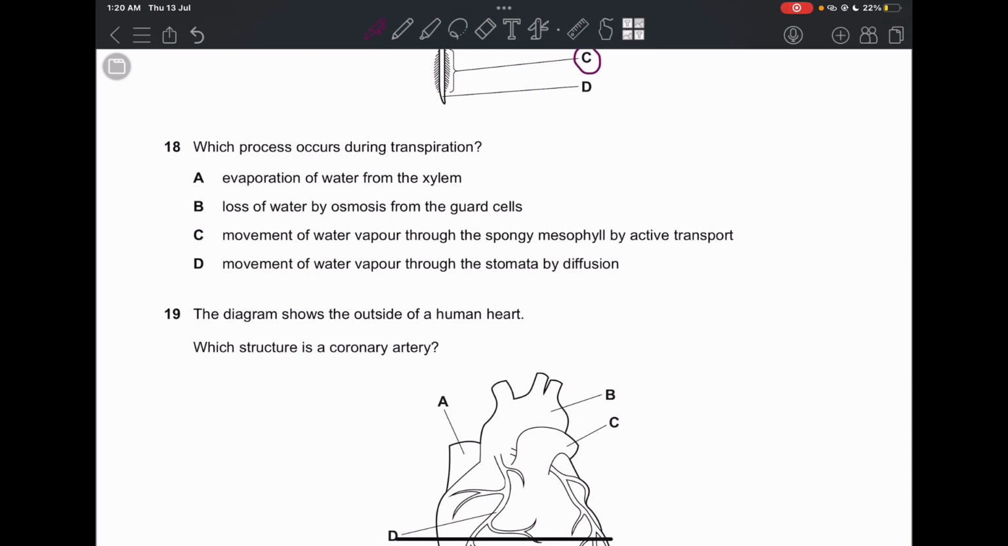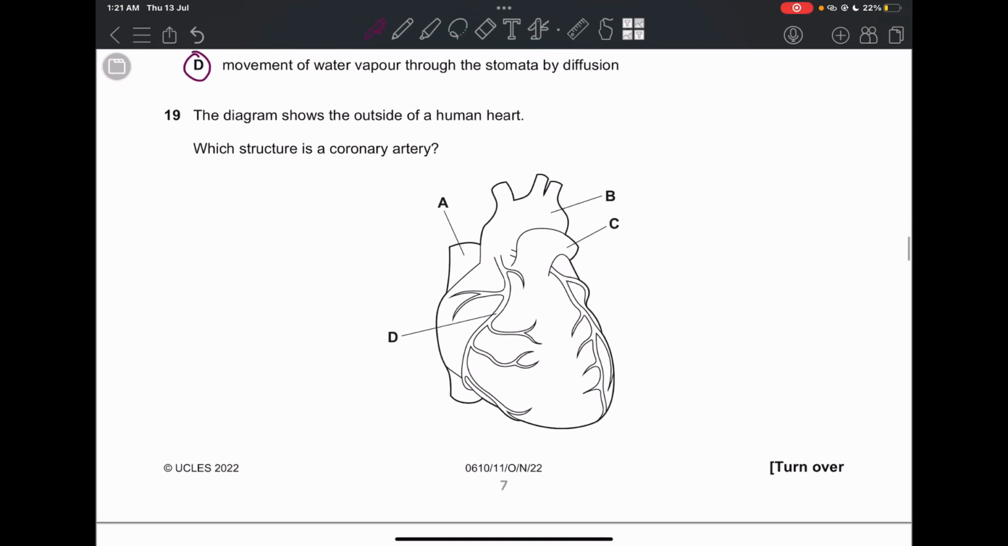18. Which process occurs during transpiration? Let's read the statements. Over here it says evaporation of water from the xylem. Of course, this is incorrect. B. Loss of water by osmosis from the guard cells. The water is not lost by osmosis. C says the movement of water vapor through the spongy mesophyll cell by active transport. This is incorrect. It moves by diffusion. D says movement of water vapor through the stomata. Now this is correct. So our answer is going to be D.